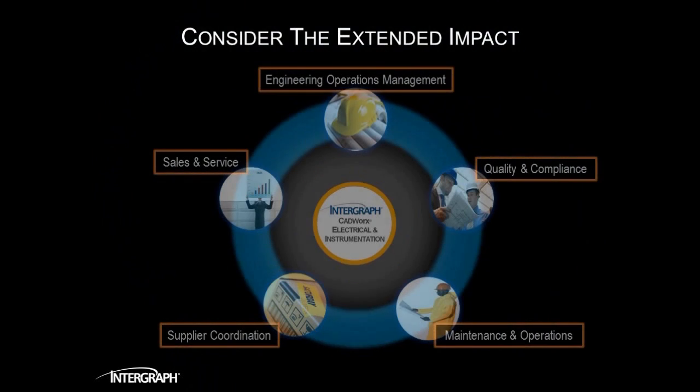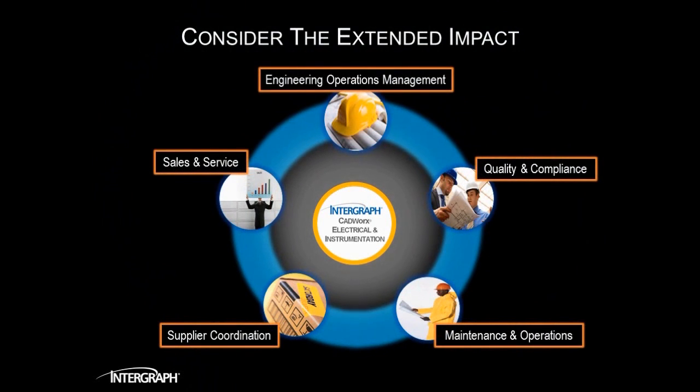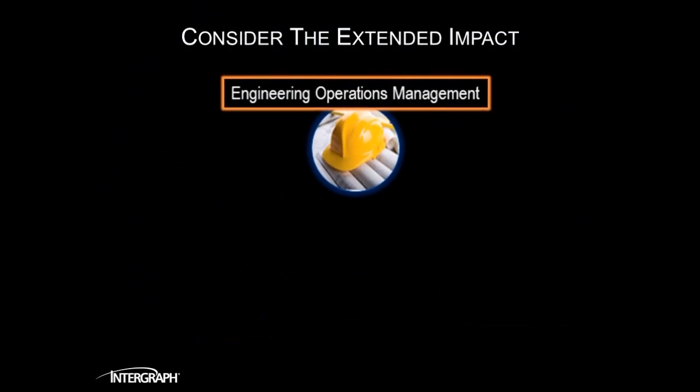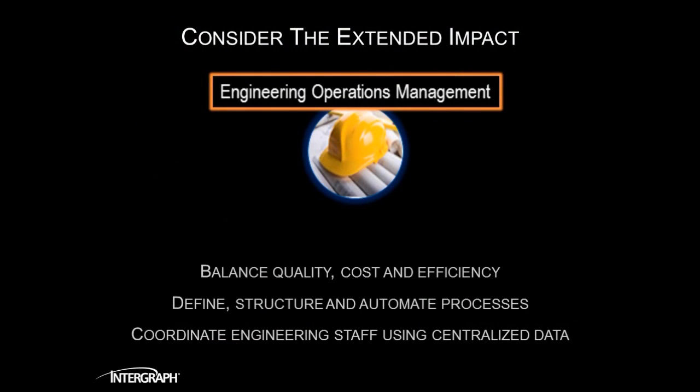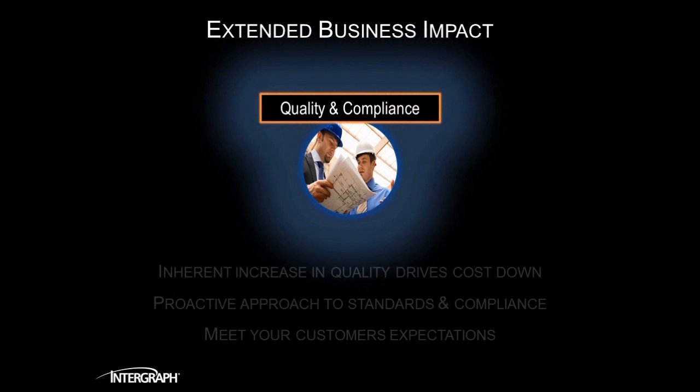Now, if you think about the business process as a whole, consider the extended impact on the business. Engineering operations is the obvious area of impact. CADWorx E&I is the catalyst to balancing quality, cost, and efficiency. It facilitates the definition, structure, and automation of manual processes. It allows you to coordinate engineering staff by working from centralized data.